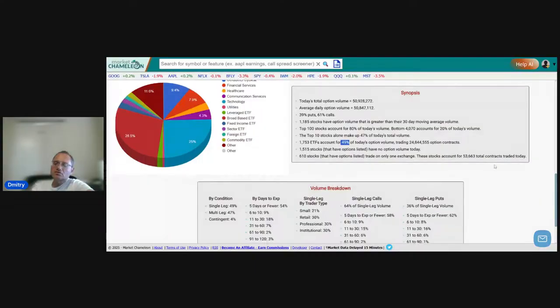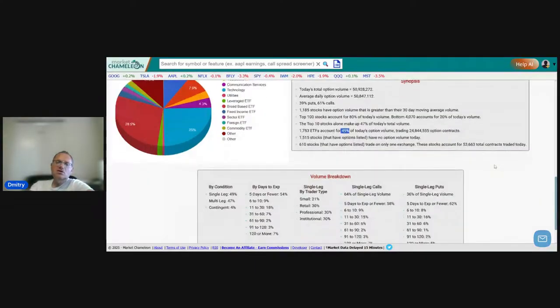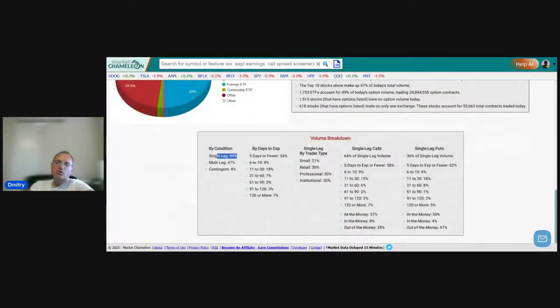Let's come down here, just get another breakdown. So here we see a breakdown of all the volume. 49% of all the volume were in single legs, 47% multi-legs, 4% were contingent. So that just shows us the breakdown of how people are using options across the entire market. And a significant amount, you could see it's almost a split between single legs and multi-legs. So multi-leg trades are a big part of the day's volume.